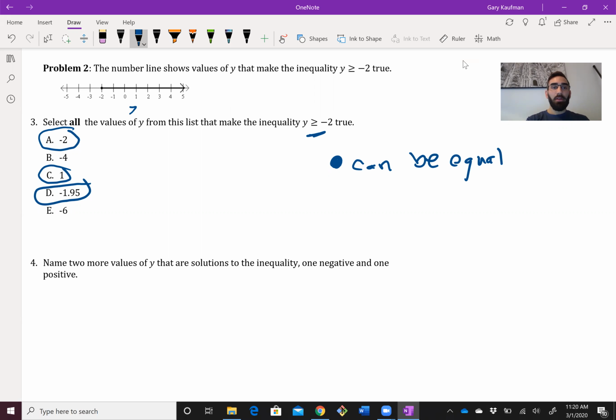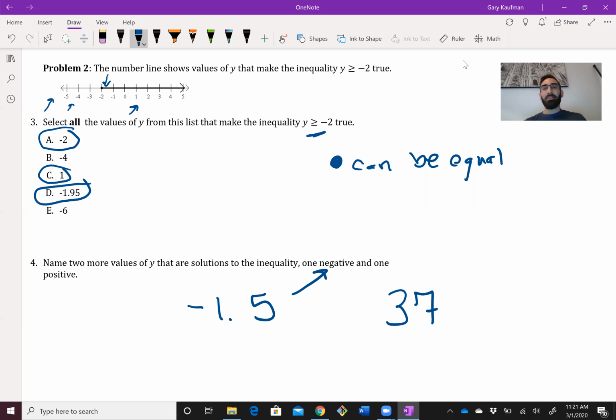1 is up here, so that's a solution. And -1.95 is just there, but that's in the solution as well. -4 is right there, not in the solution. -6 is going to be there. So when we choose, you can choose any positive value, because it's going to be greater than a negative. And for the negative values, it has to be between -2 and 0. So maybe -1.5. There's my negative value. And my positive value, I'm just going to put 37.